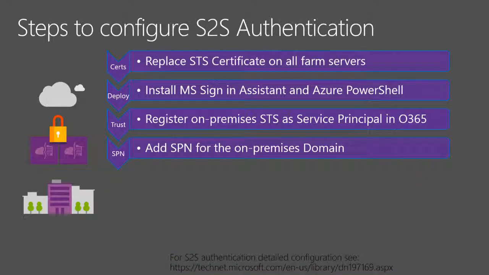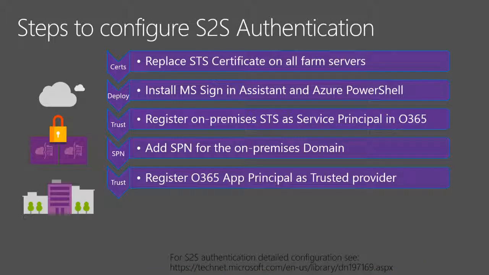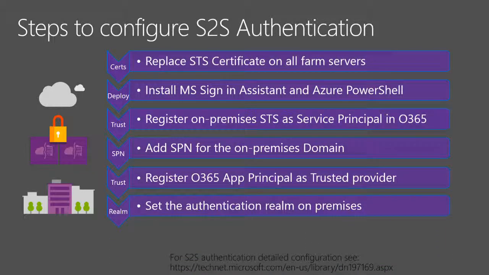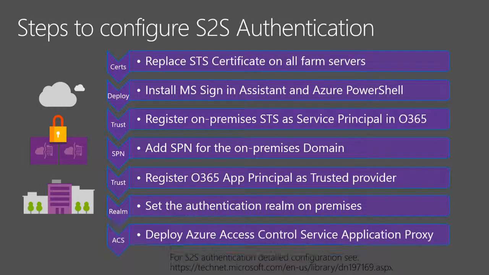Add the SPN for the on-premises domain. Ensure that you have Office 365 registered as a high-trust app on your environment. And finally, you need to ensure that you set the authentication realm and deploy an Azure Access Control proxy in your on-premises, which is going to do this communication and ensure ACS can successfully take it as a source.